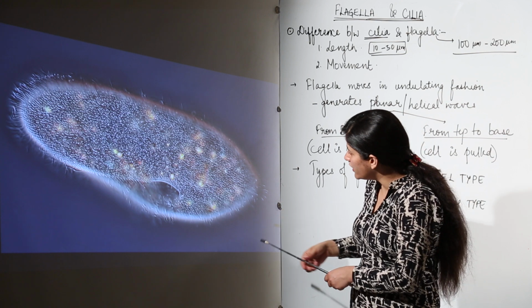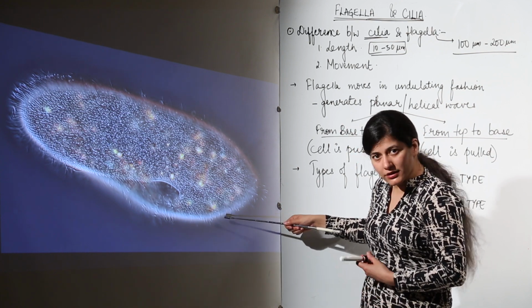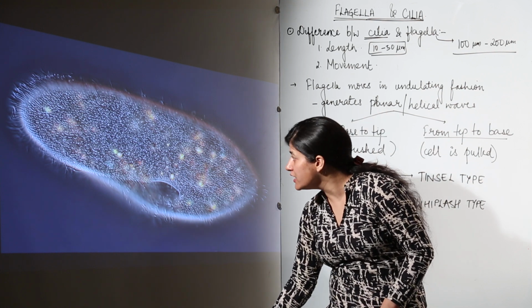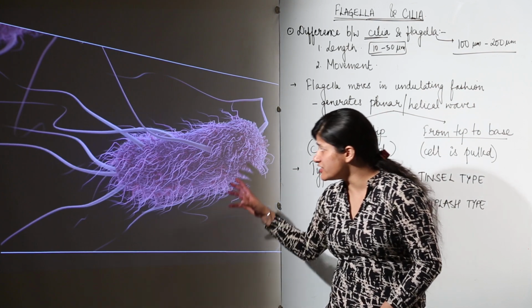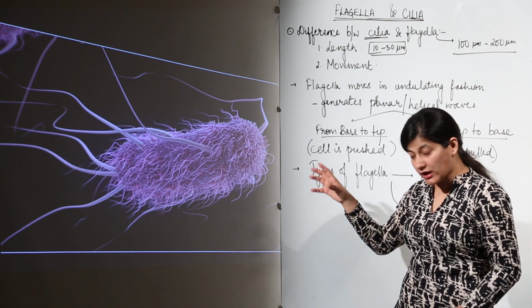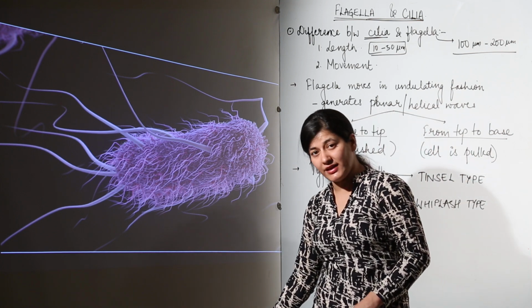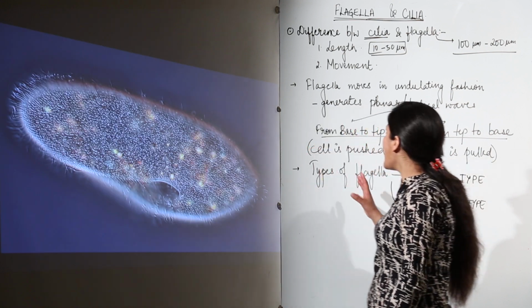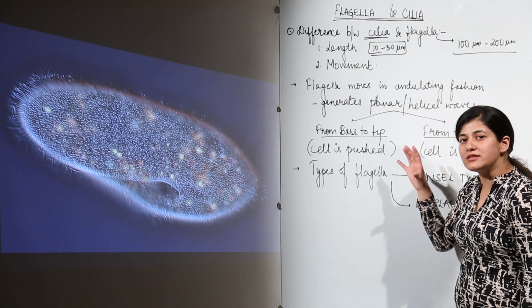As you can see over here, this cilium is not longer than 10 to 50 micrometers, and comparatively, see the flagellum, it is quite longer, that is 100 to 200 micrometers of length can be attained in a flagellum. Now coming next, what we have is that their movement is different.